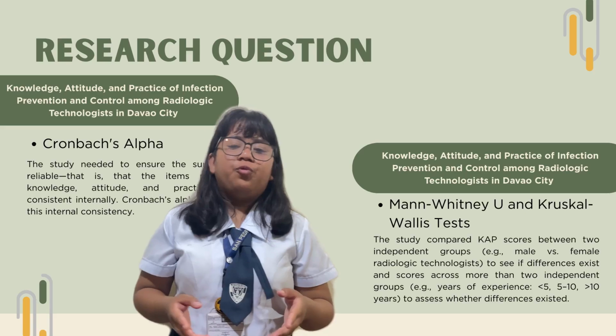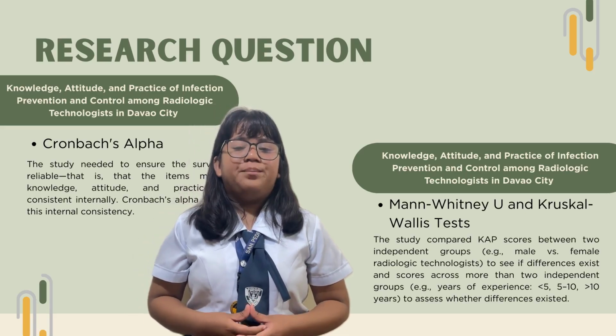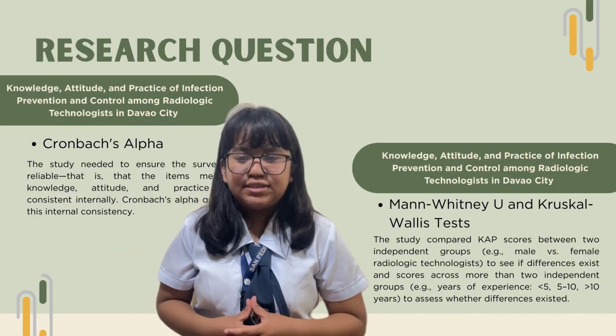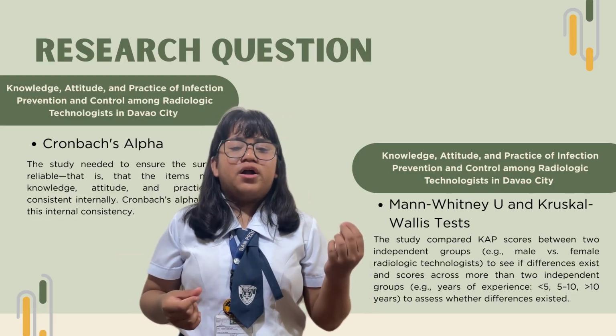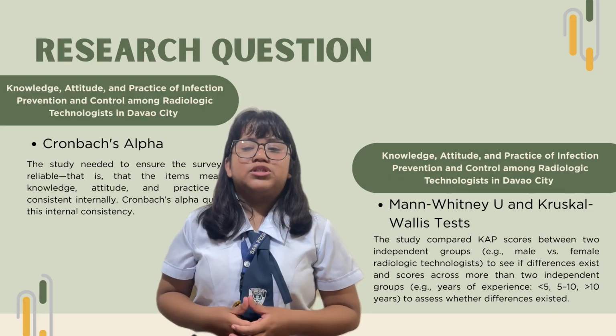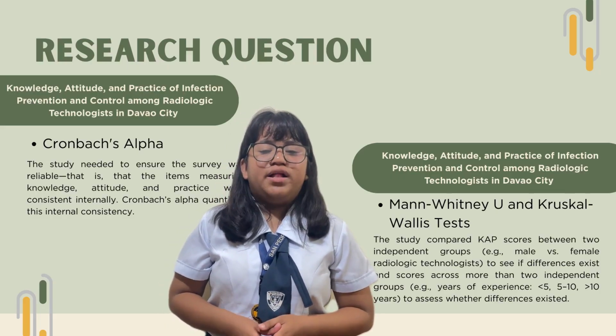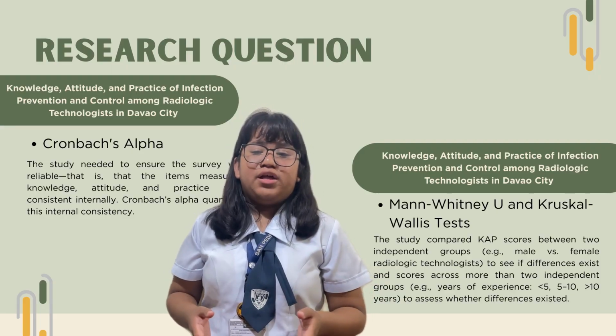Next, we use the Mann-Whitney U test to compare scores between the two groups, such as the male and the female technologists. Since some of our data were ordinal or not normally distributed, these non-parametric tests help us determine if there was a significant difference without assuming a normal distribution.